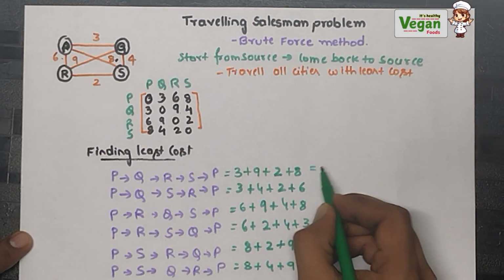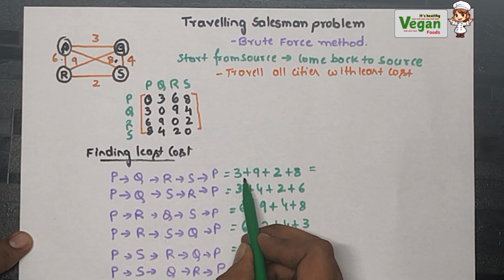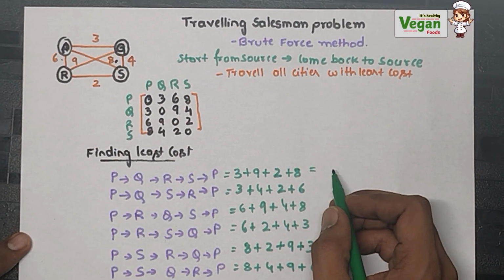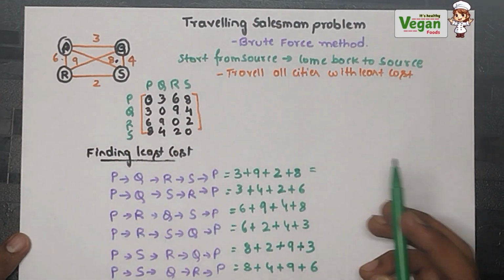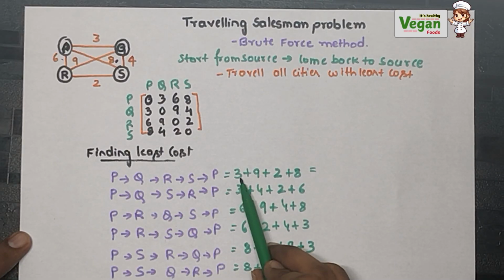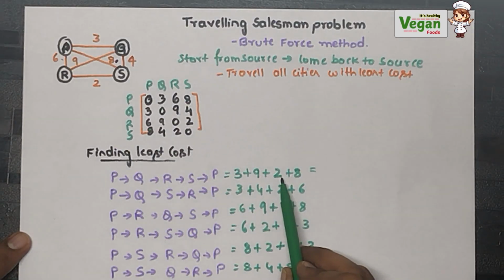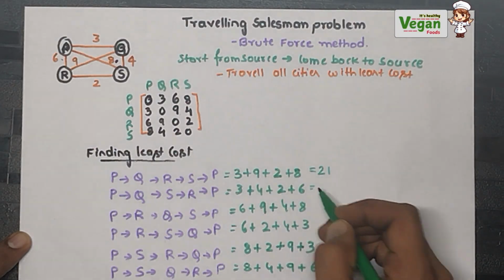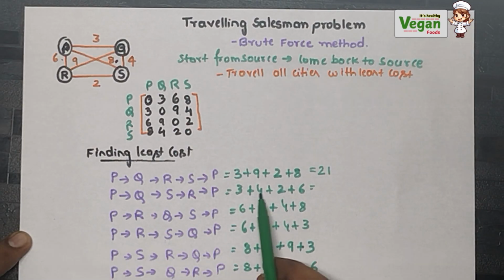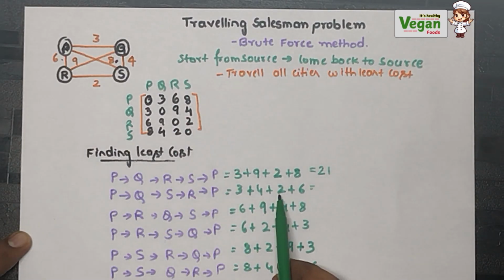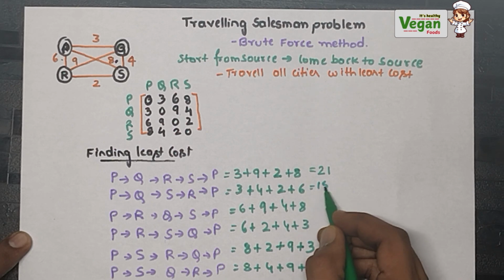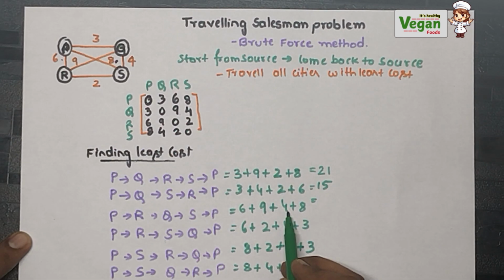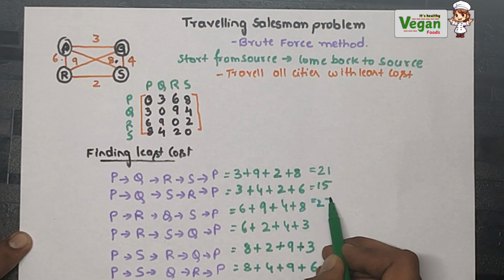Now calculate. 3 plus 9 is 12, 12 plus 2 is 14, 14 plus 8 is 22. Now for the next path: 3 plus 4 is 7, 7 plus 2 is 9, 9 plus 6 is 15.